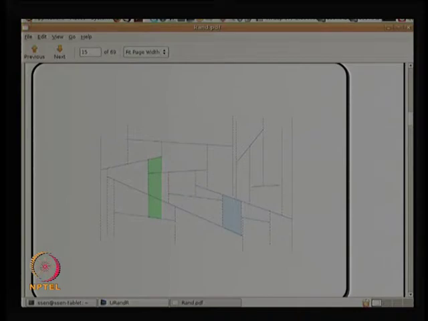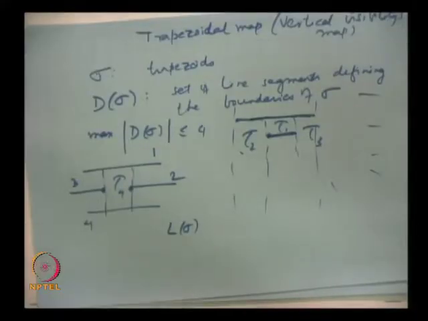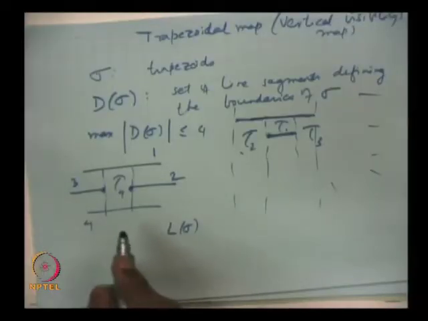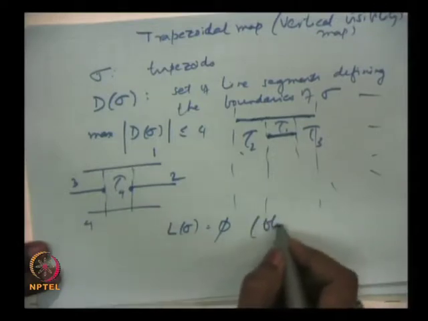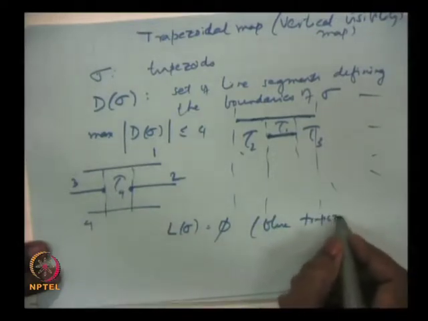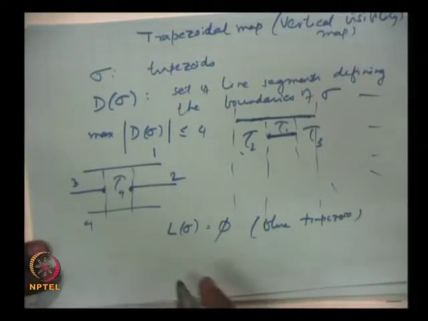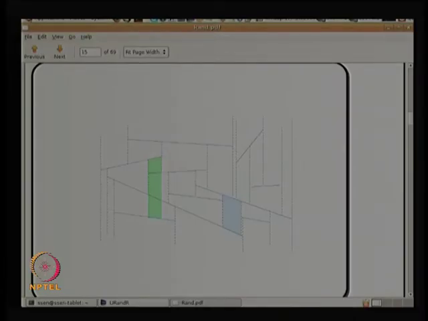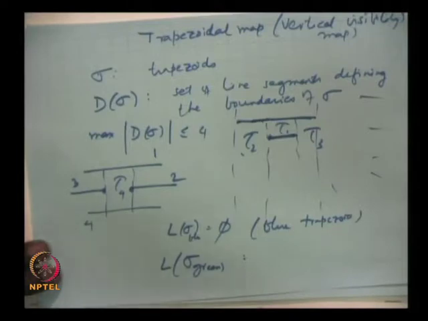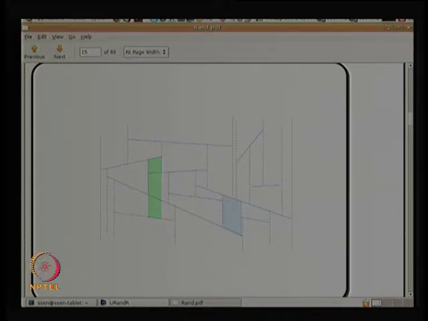So, L sub sigma is the set of line segments or objects that intersect sigma. In this case, if you look at the blue shaded trapezoid, L sigma is basically empty. Whereas if you look at the green one, let us call these L sigma blue and L sigma green, that has 2 intersecting line segments. So, the cardinality of L sigma green is 2.